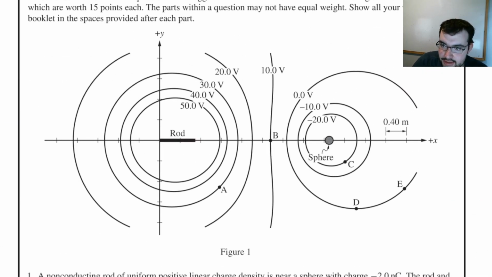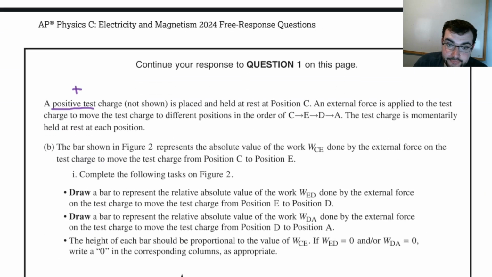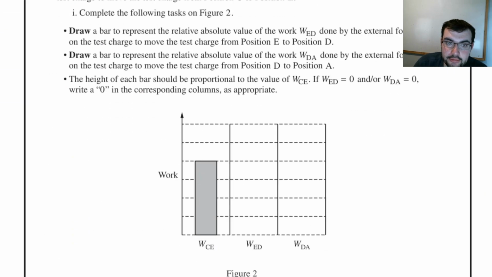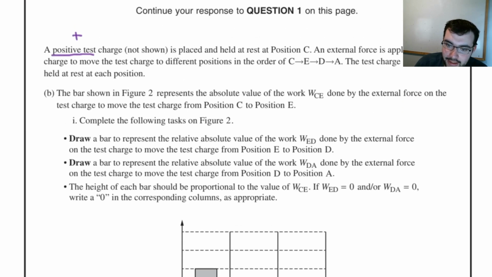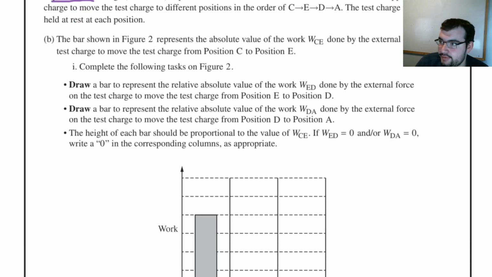So we start at C, then we go to E, then we go to D, and then we go to A. And again, it doesn't matter how you get there due to conservative forces. Draw a bar to represent the relative absolute value of the work E to D in comparison to work C to E. So let's figure out what the work done in each segment is.